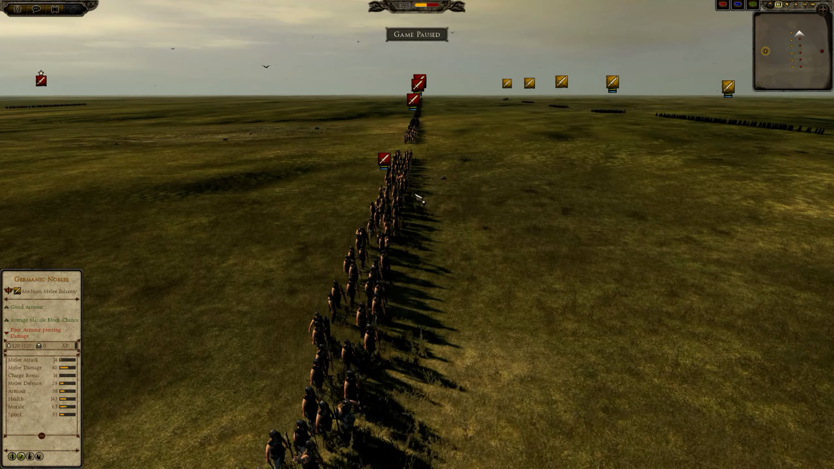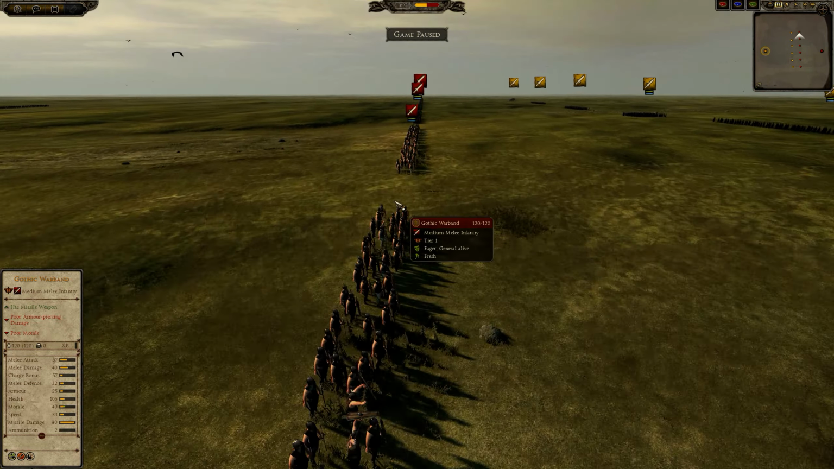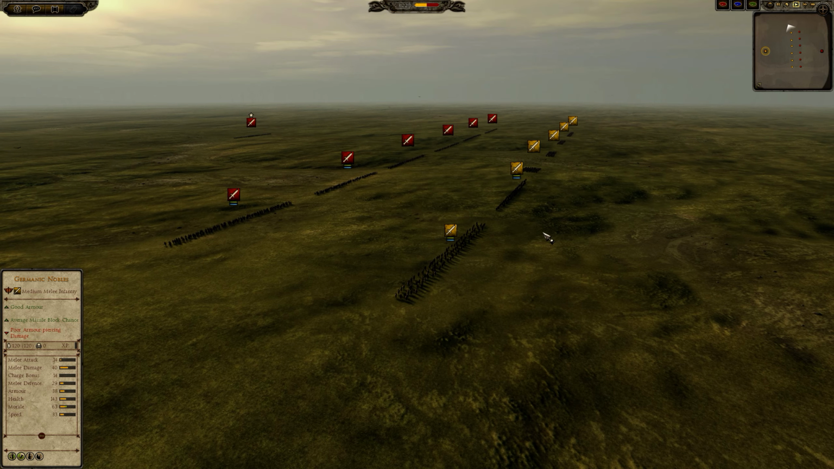Now, all of these Gothic Warbands are going to be 2 ranks deep, all down the line. My units are going to be 3 ranks deep, 4 ranks deep, 5 ranks deep, a shitload of ranks deep. Then we're going to have spaghetti and a noodle. Noodle is as wide as you can go, and loose formation, while spaghetti, you of course know what spaghetti is. It's the thinnest.